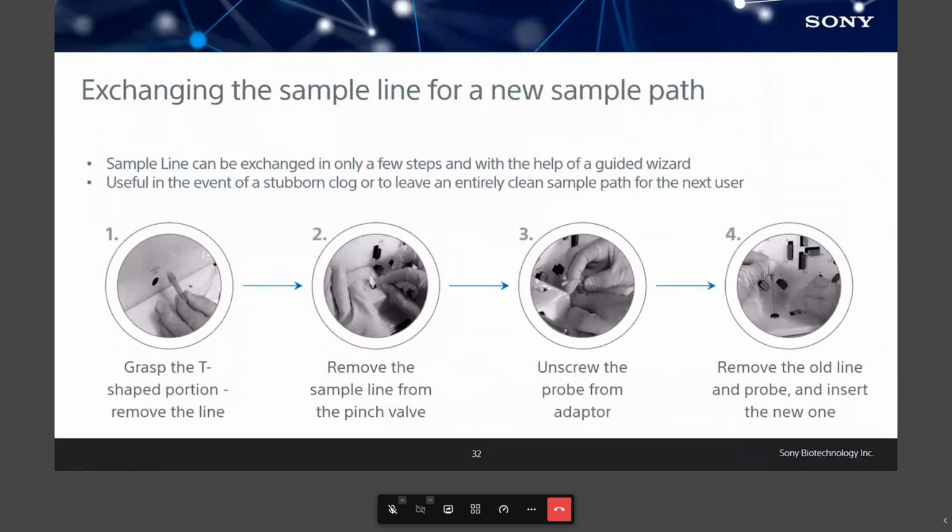And what this means is that, like I said, it opens up your time as the manager or as the staff, because you don't have to deal with these issues. The user can deal with them themselves. And again, you're minimizing downtime on the instrument.